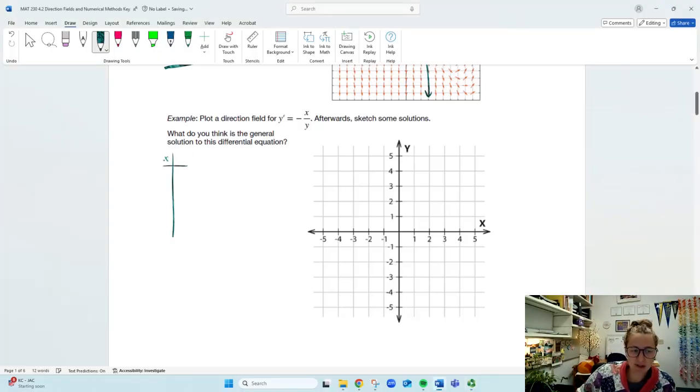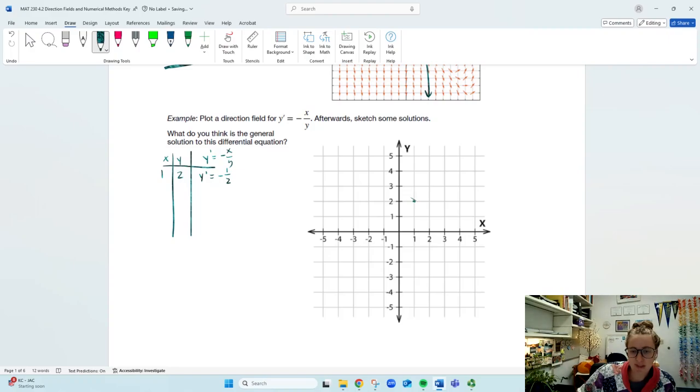Normally we do an X and a Y. We plug in our X to get our Y. But in this case, I'm going to plug in both an X and a Y value to find out what my slope, my y prime value, is when I plug it into this equation. So I'm just going to pick this point 1 and then 2 as my y, and I can tell that my slope at that point is going to look like -1 over 2, or -1/2.